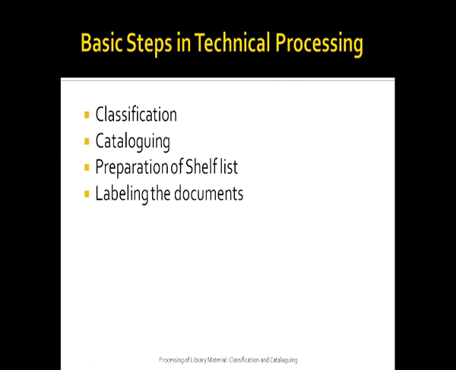Let us now see what are the basic steps in technical processing. As we have already said, the first step is classification, the second step is cataloging, thirdly, preparation of shelf list, and fourthly, labeling the documents. In this particular lesson, we are going to discuss chiefly what classification is all about, what cataloging is all about, and how to prepare a shelf list. Let's now start with what classification is all about.